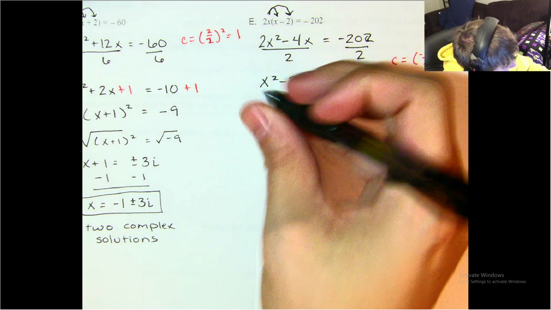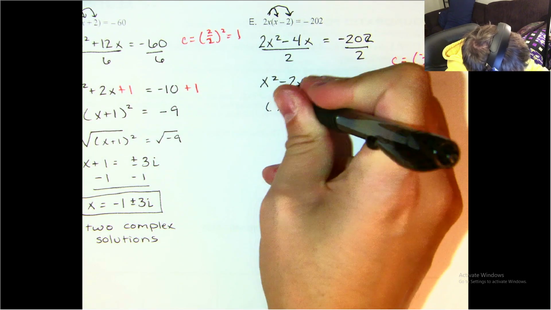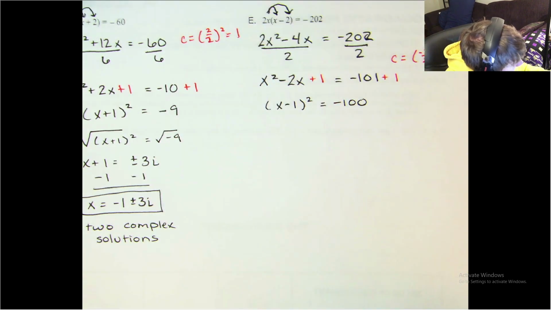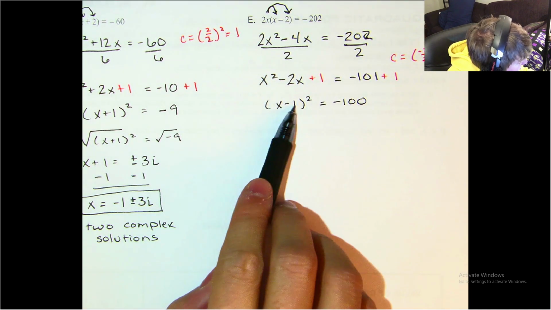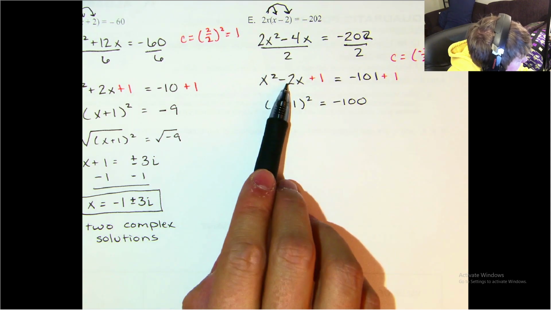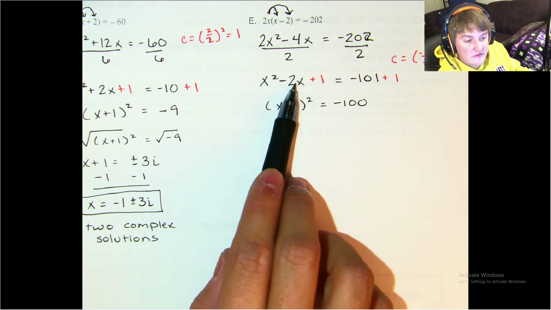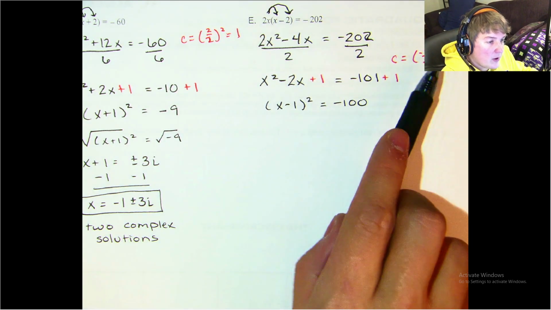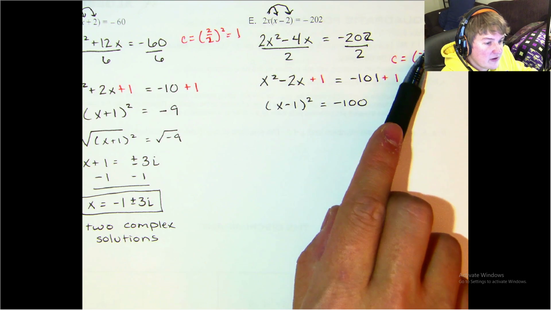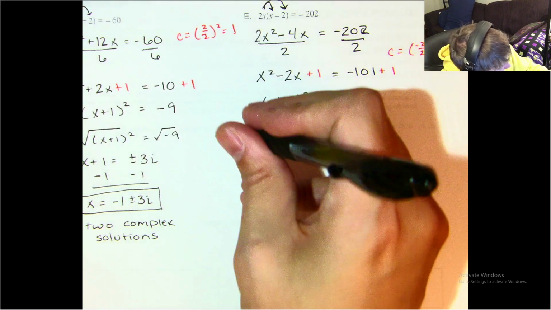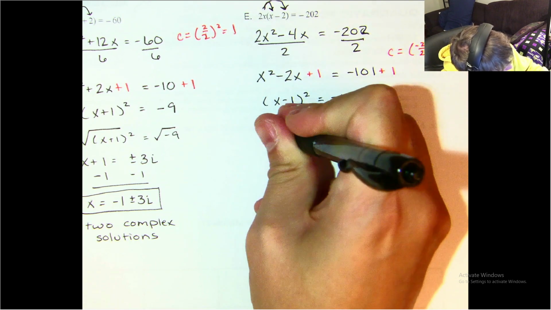This is going to factor into x minus 1 squared. This is going to be negative 100. So x minus 1 squared, because negative 1 times negative 1 is 1, and negative 1 plus negative 1 is negative 2. Again, our b value divided by 2 is what it's going to be factoring into. Then I can take the square root of each side.